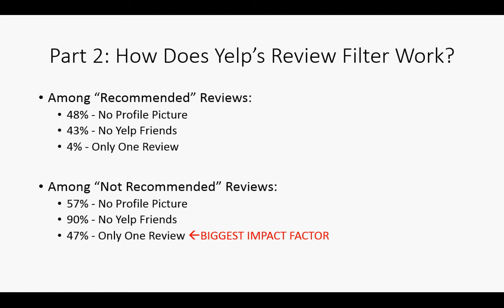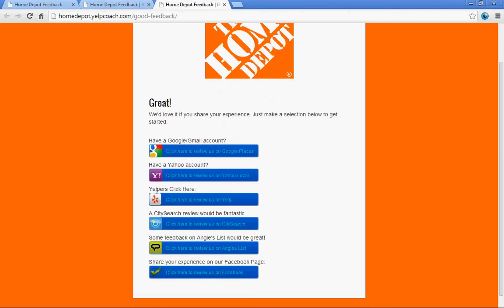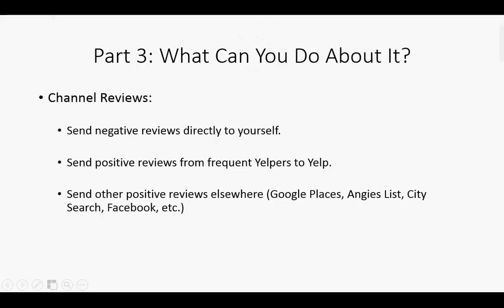And how do we do that? Well, we do that by leveraging the review portal here, where when they say they had a good experience, we specifically say, Yelpers, go here. And we're directing the Yelp people that are already on Yelp to go out there and leave us a positive review for our business. So what can you do about it? Send negative reviews directly to yourself, send positive reviews from frequent Yelpers over to Yelp, and send other positive reviews elsewhere, over to Google Places, Angie's List, City Search, to your Facebook page, or somewhere else.